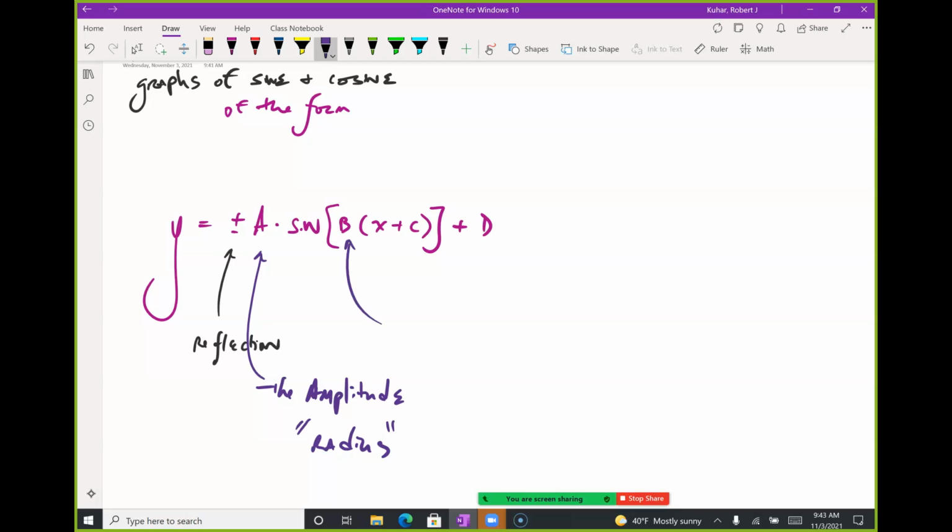B is my frequency. I like to consider a point moving around a circle, just moving around a circle, right, at whatever speed. That's a frequency of 1. And then if I have another point moving twice as fast around a circle, that's a frequency of 2. So I like to think of this as speed.